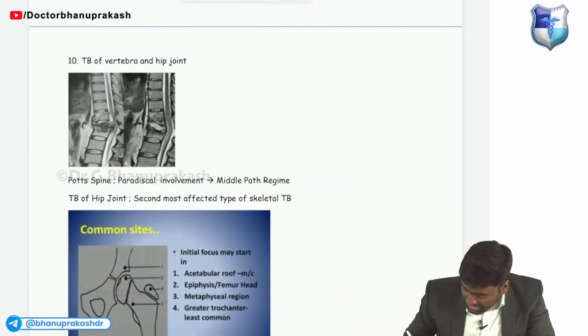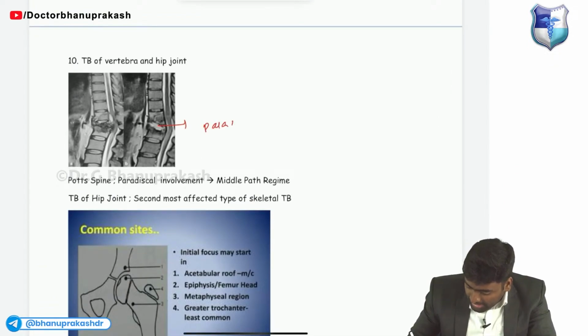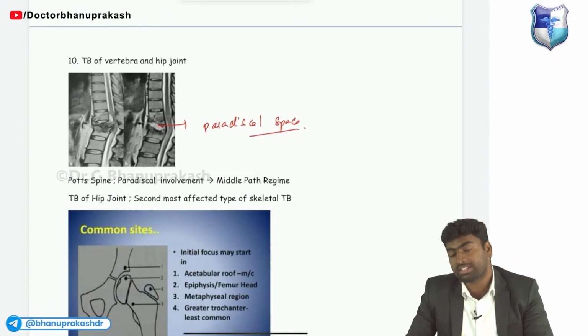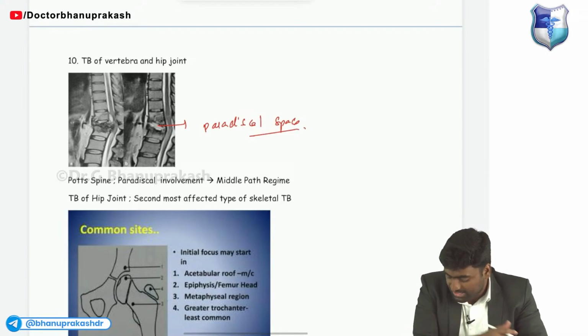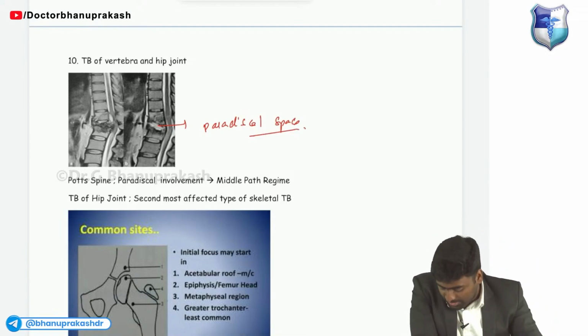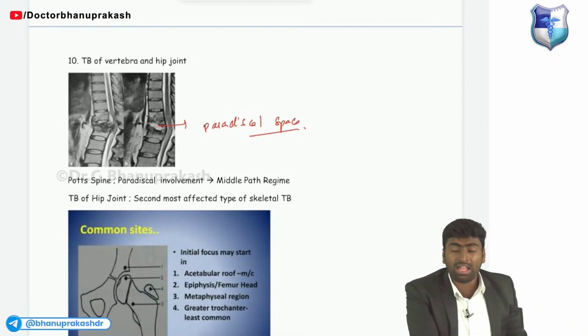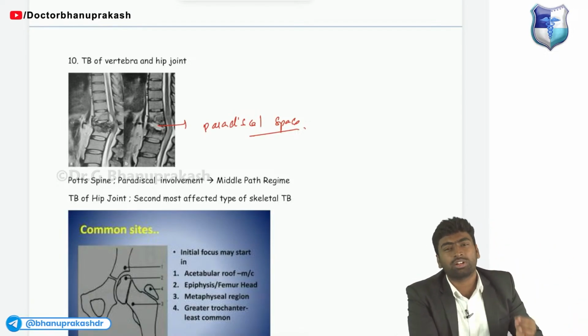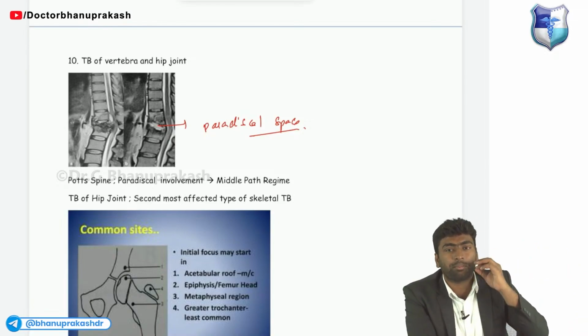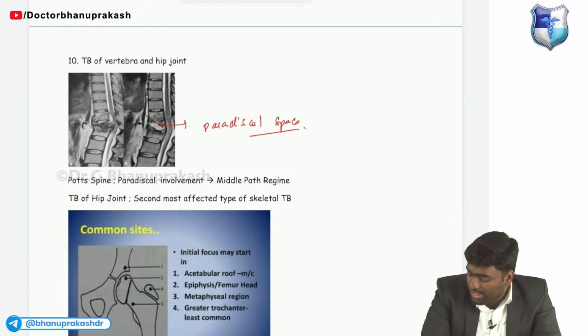Then we'll move on to TB vertebra. We know TB will involve especially the paradiscal space, and if there is involvement of the paradiscal space, TB will cause collapse of the vertebra. To treat this, we can do two things. We can do surgery, and at the same time we also need to start ATT. This going in between is known as the middle path regime.